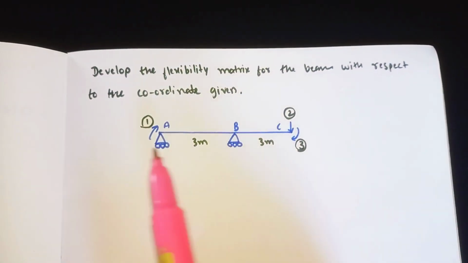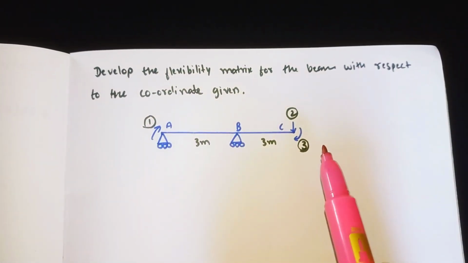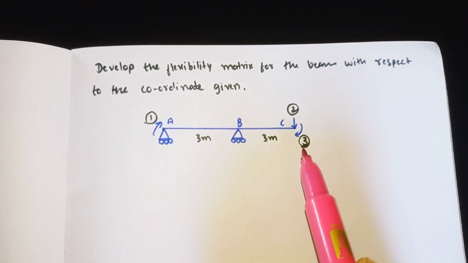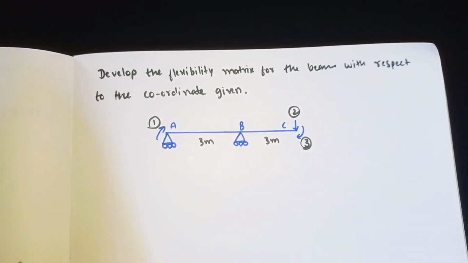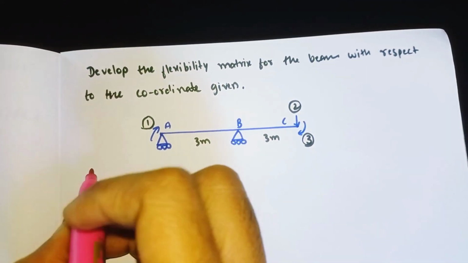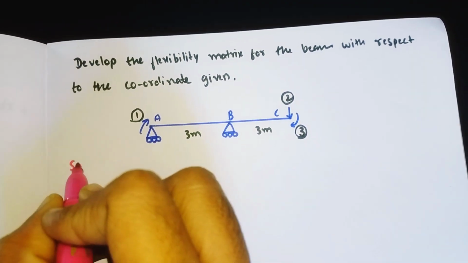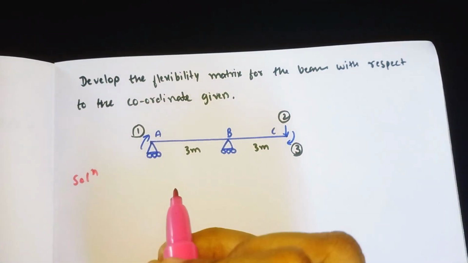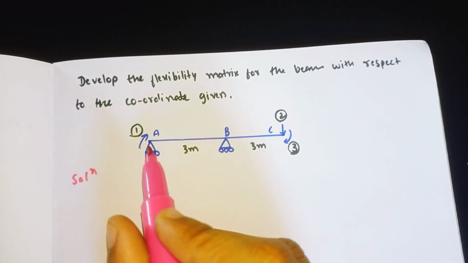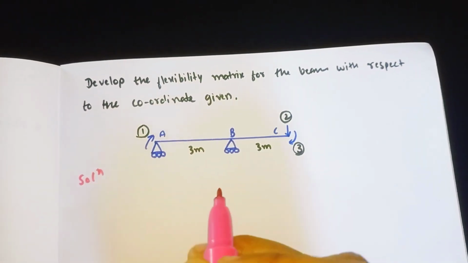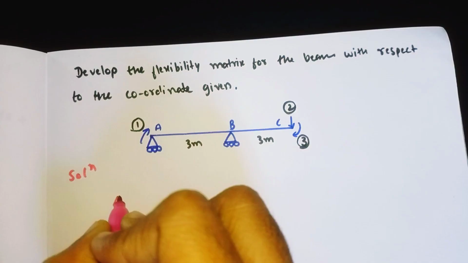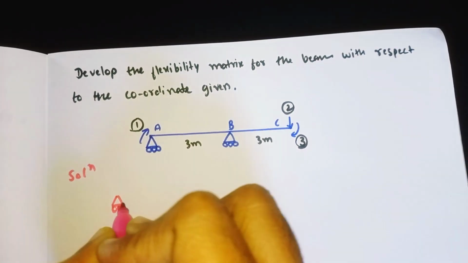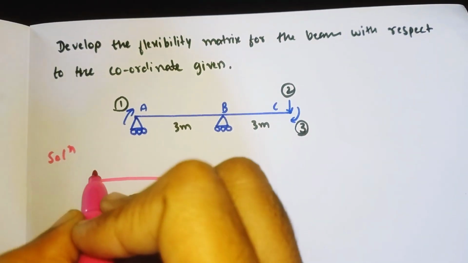So here the coordinates are already given. At point A coordinate 1 is there, at point C coordinates 2 and 3 are acting, 1 is vertical, 1 is movement, and now we will see how to calculate the flexibility matrix. The first thing we have to do is redraw the diagram by removing all the loads. So I am redrawing here again to find out the reactions. We need to find out for each coordinate separately.